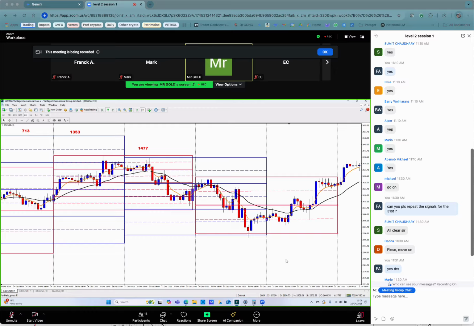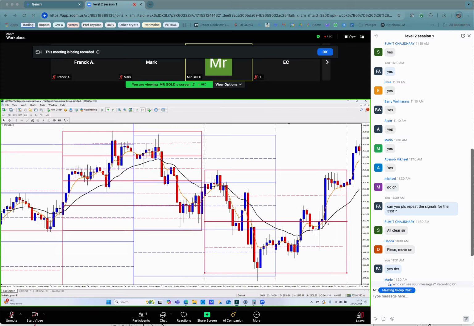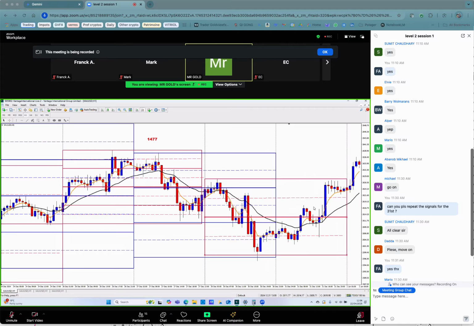Nicely done. Now on this day here, we will use the previous day's box, move the cross, and I will not draw current day's box here. We're just going to use the previous day's box.